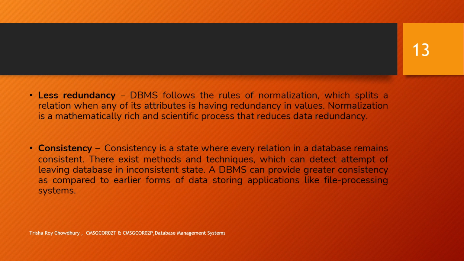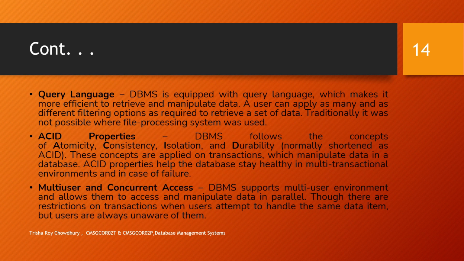Next is consistency. Consistency is a state where every relation in a database remains consistent. There exist methods and techniques which can detect an attempt of leaving the database in an inconsistent state. A DBMS can provide greater consistency as compared to earlier forms of data storing applications like file processing systems.